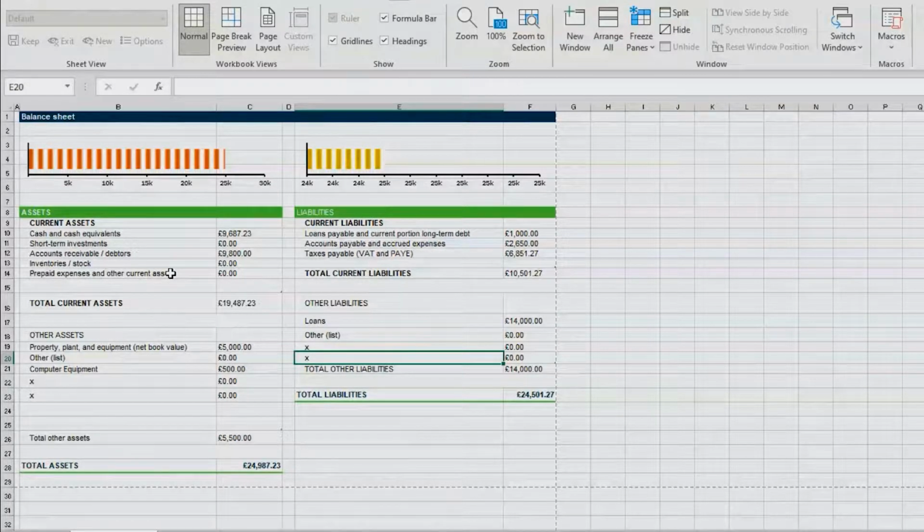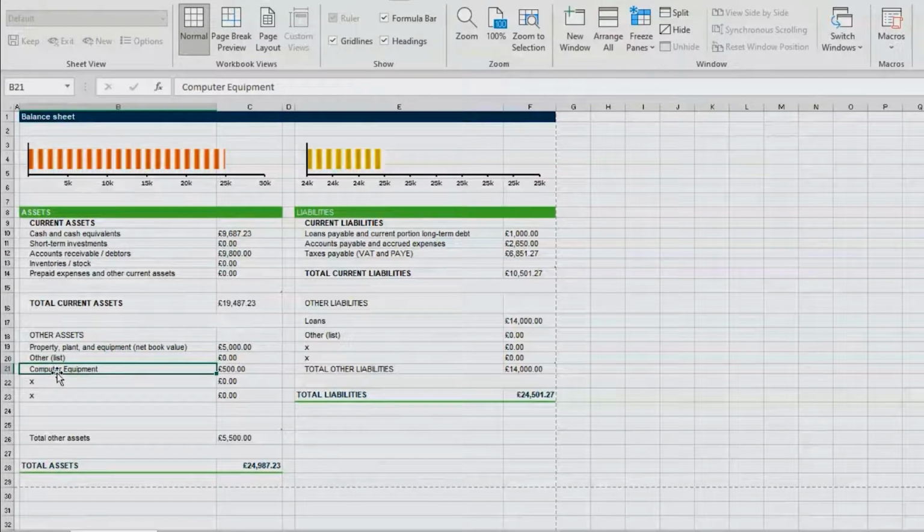Short-term investments, accounts receivable, so that is invoices that have been sent out but haven't yet been paid, any inventory or stock that you have on hand, and any prepaid expenses in your business. Underneath that, we then have property, plant and equipment, and any other assets. So I've also given a figure here for computer equipment. You may also have some furniture, some desks and chairs and so on. And you may also have some intangible assets if you have invested in any branding or you have purchased any goodwill when you took over a business.